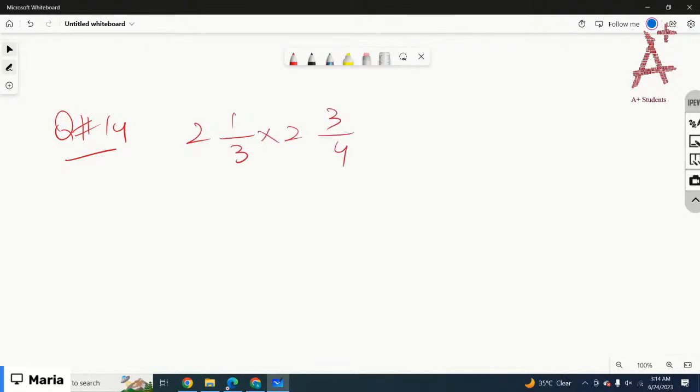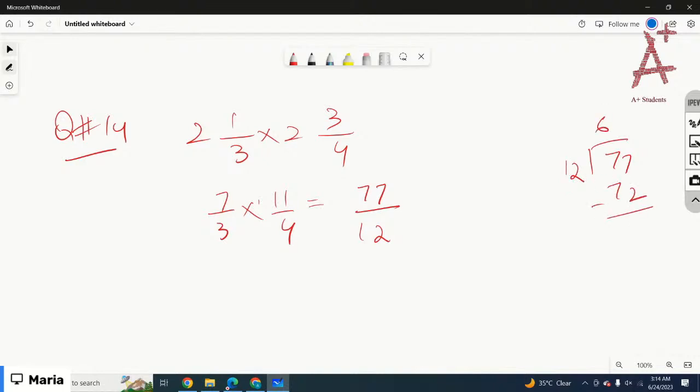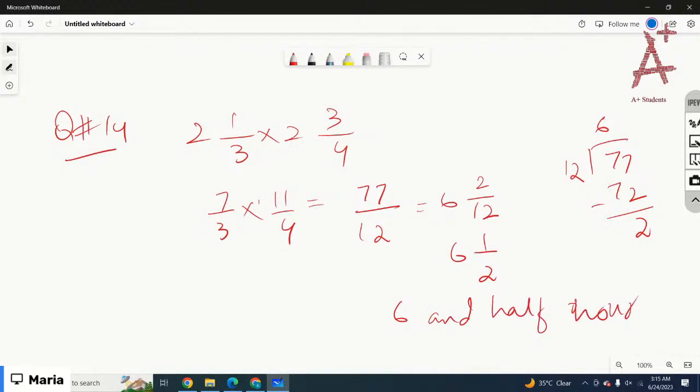Got it? Just convert them. 3 times 2 is 6 and 1, 7 over 3. 4 times 2 is 8, 9, 10, 11 over 4. So that would be 11 times 7 is 77 and 12. 4 times 3 is 12. So we just divide. 12 times 6 is 72 and here you are left with 5. So it would be 6 whole 5 over 12. Now the practice time is 6.5 hours. Got it?